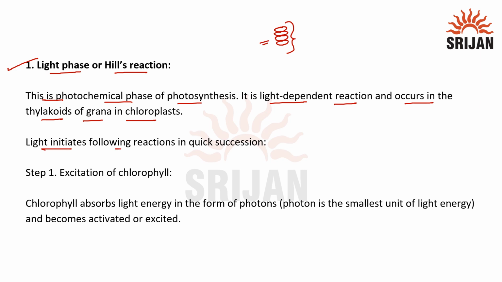Light initiates following reaction in quick succession. Step 1. Excitation of chlorophyll. Chlorophyll absorbs light energy in the form of photons. Photon is the smallest unit of light energy and becomes activated or excited.